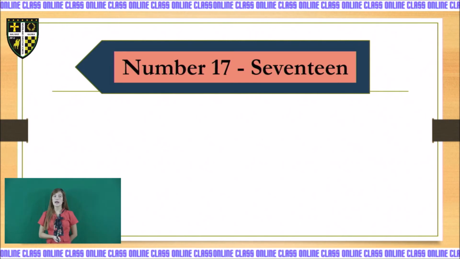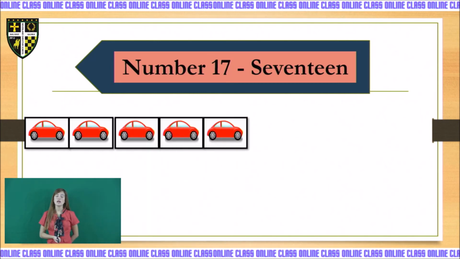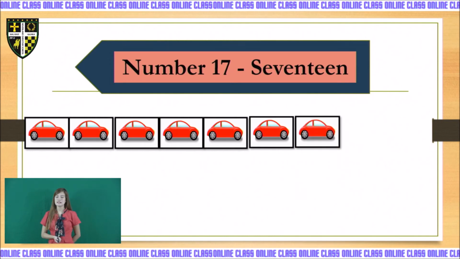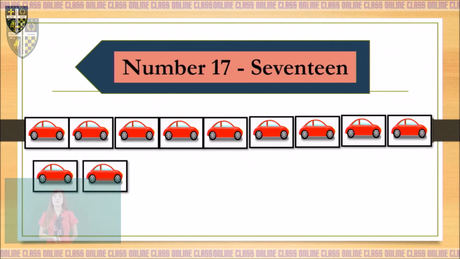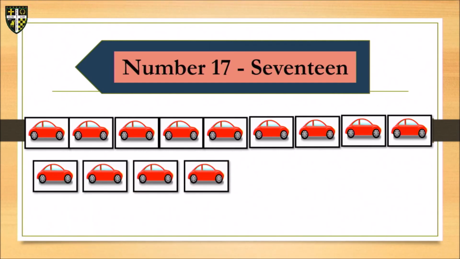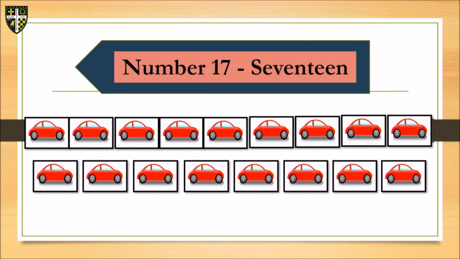17. Again, kids, S-E-V-E-N-T-E-E-N. 17. Now let's count. 1, 2, 3, 4, 5, 6, 7, 8, 9, 10, 11, 12, 13, 14, 15, 16, 17. We have 17 cars. Again, kids, we have 17 cars.